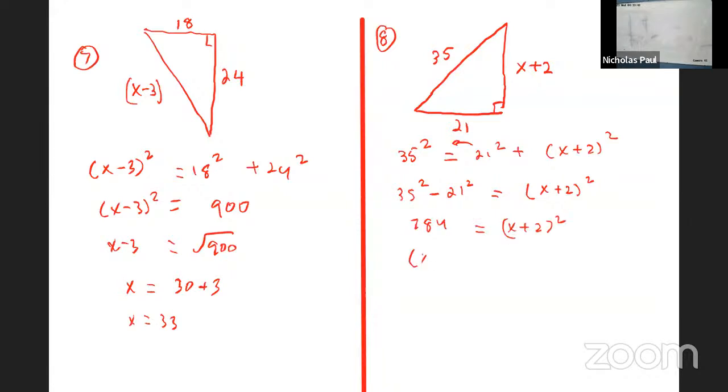So 784 is equal to (x plus 2) squared. Let's just switch them around. (x plus 2) squared is 784. So x plus 2 is the square root of 784. How much is that? Square root is 28. So x plus 2 is 28. x is equal to 28 minus 2. x is 26.